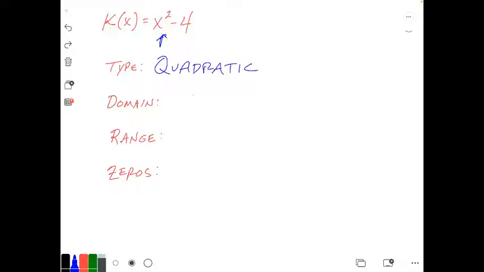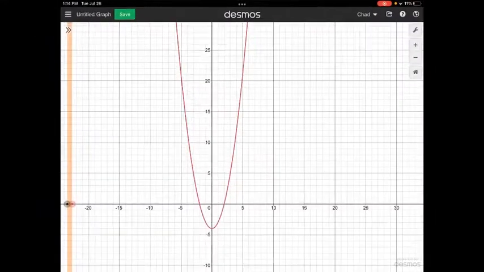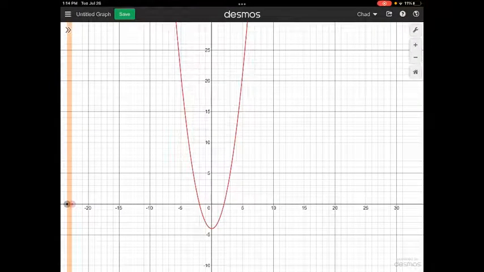All right, so to figure out the domain, range, and zeros, let's hop over to Desmos and take a look at the graph. So here's the graph of x squared minus 4. It looks a little bit different than the graph you have on your paper, and that's just because I'm zoomed in or zoomed out a little bit more. When we're doing domain and range, we're going to use a domain tool and a range tool. In this case, I'm going to start with the domain, and as you can see on the left-hand side of the screen, I have an orange line.